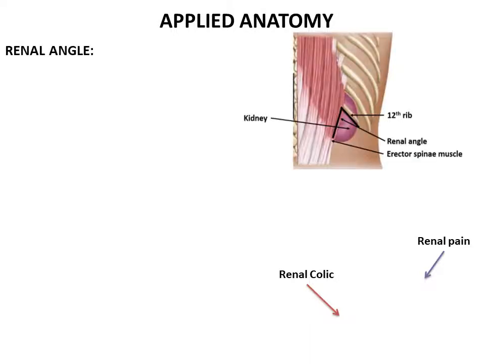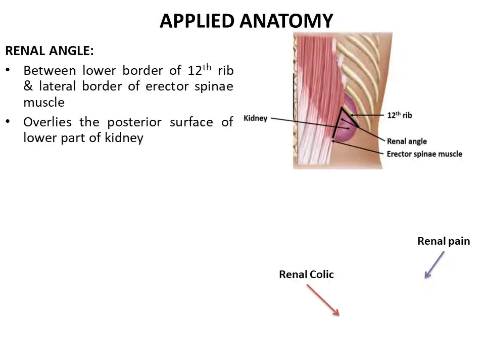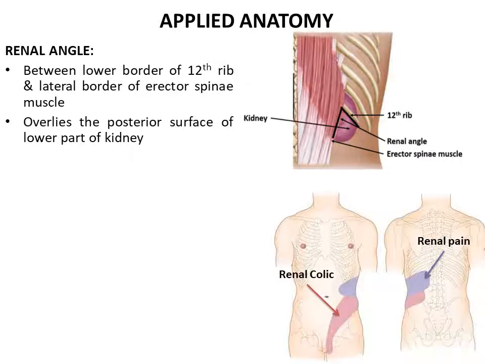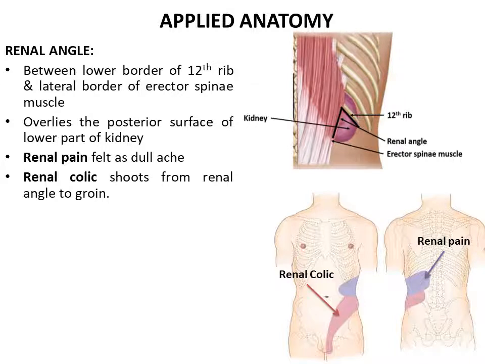The renal angle. It is the angle present between the lower border of the 12th rib and the lateral border of erector spinae muscle. It overlies the posterior surface of the lower part of the kidney. The renal pain is felt at the renal angle as a dull ache. The renal colicky pain, usually due to renal stones, shoots or starts from the renal angle and extends downwards and forwards to the groin, typically called the loin to groin pain.